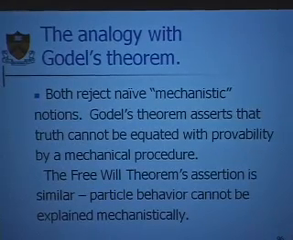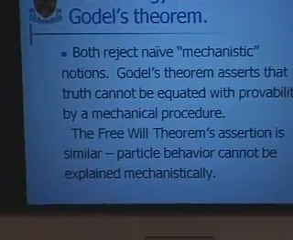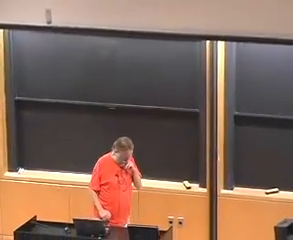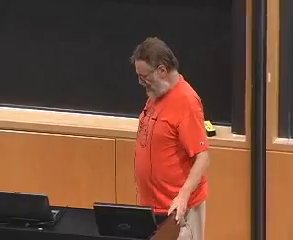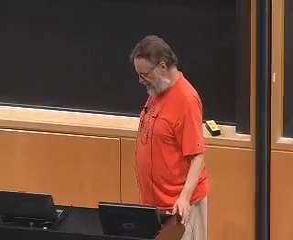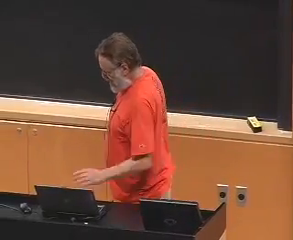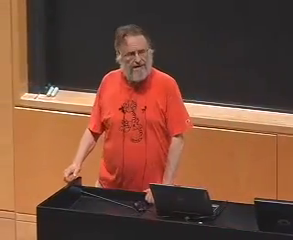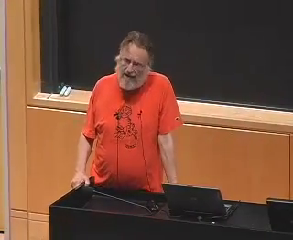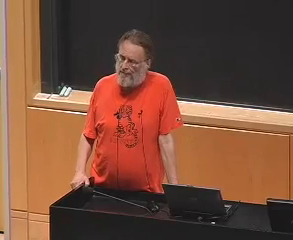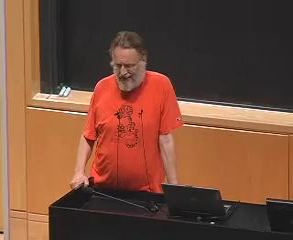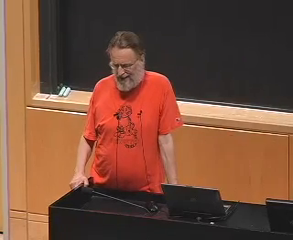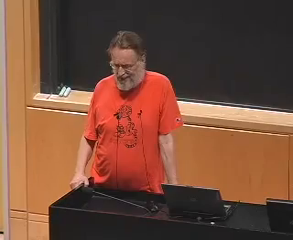Now, there's this famous theorem of Gödel that I imagine some of you at least have heard about. And there is an analogy of this free will discussion with Gödel's theorem. Gödel showed that truth can't be equated with provability from some sort of axiom system. I think of that as, how can I say it, as mechanical provability or something.